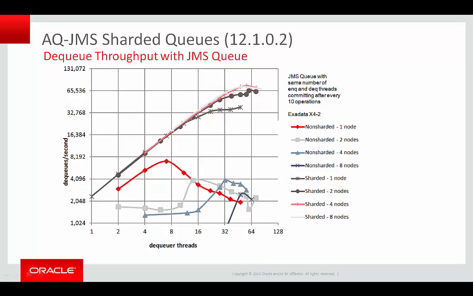What we have here is a graph that shows the DQ throughput of a JMS queue for both sharded and unsharded queues. This is a simple test where we have a number of NQ threads and DQ threads, and these numbers of threads are incrementally increased for the JMS queue on an Exadata X4-2 database machine, and we keep on increasing the number of threads until the performance tails off. The message size is a 512 byte payload, so this is not a toy payload that you might see in other folks' benchmarks. We have 10 NQ or DQ operations in each transaction.